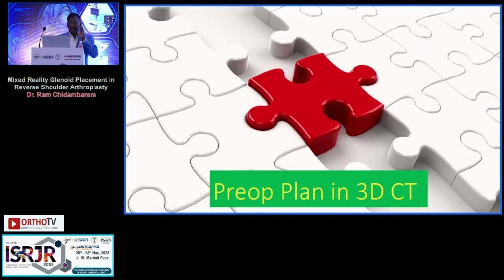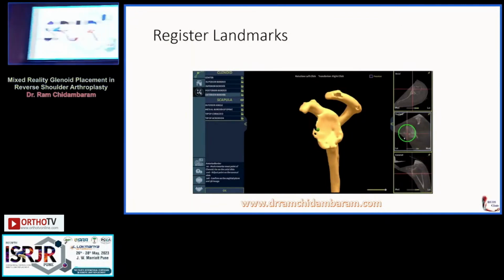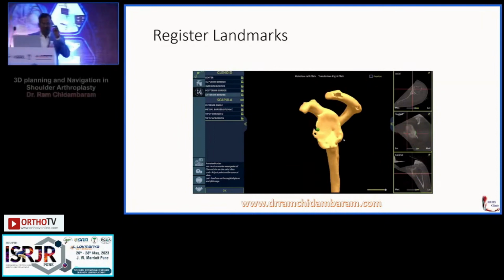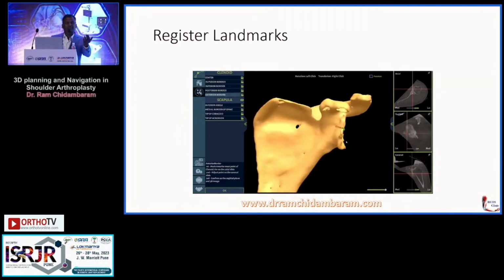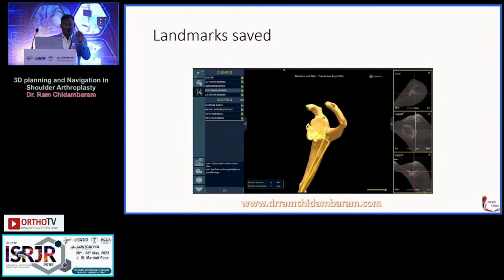So that is registering the landmarks: anterior, superior, posterior glenoid borders, coracoid and acromion, you mark them. But you have to remember the navigation still has to be improved because it is at a deeper plane rather than like a knee. So this is your landmark, all saved.